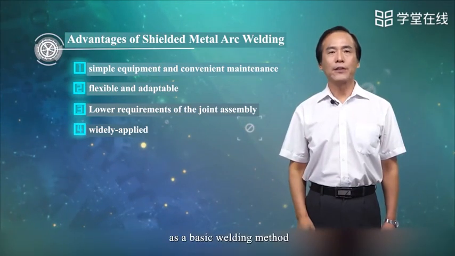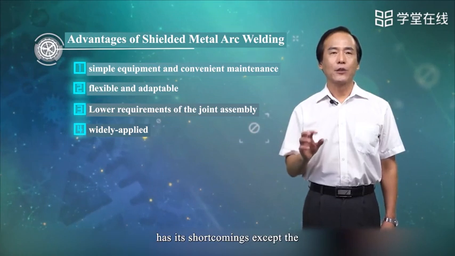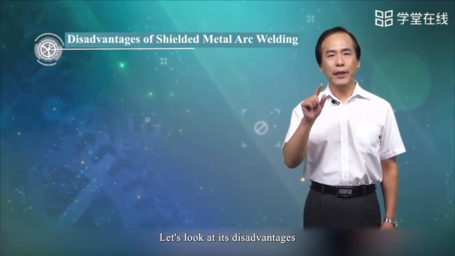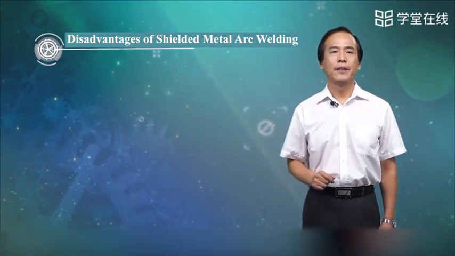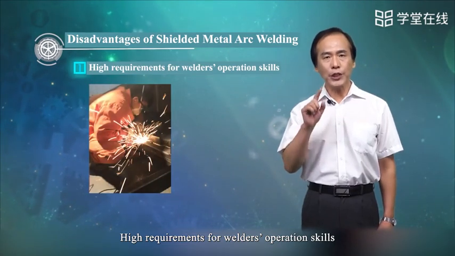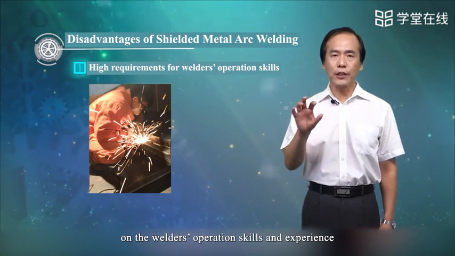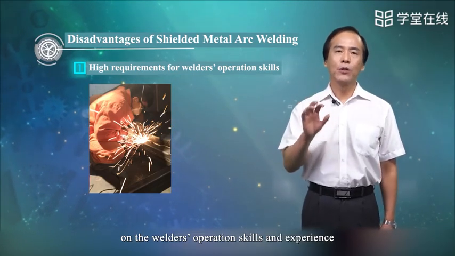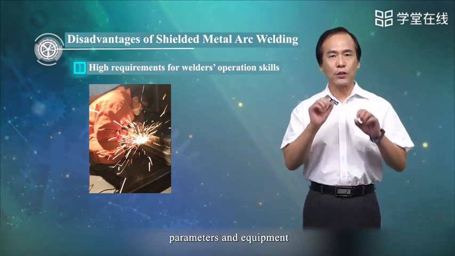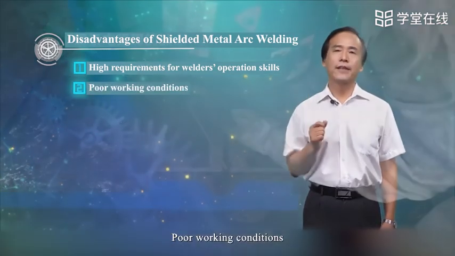However, as a basic welding method, shielded metal arc welding has its shortcomings besides the above advantages. Let's have a look at the disadvantages. First, high requirement for the welder's operation skill. Because the welding quality mainly depends on the welder's operation skill and experience, in addition to the selection of welding routes, parameters, and equipment. Second, poor working conditions.